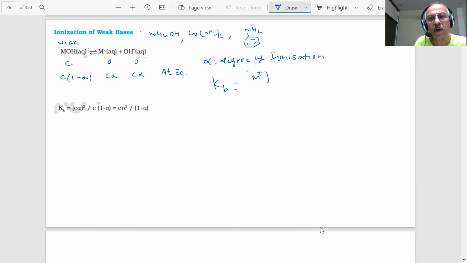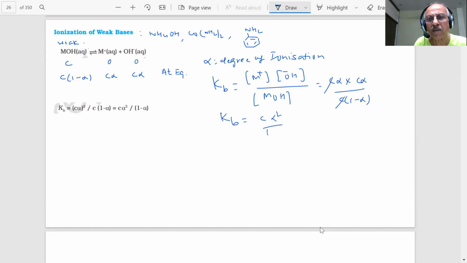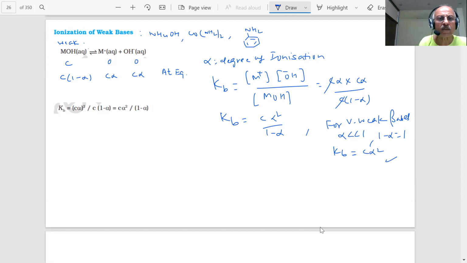M plus, OH minus divided by MOH. So you are getting C alpha into C alpha over C(1 minus alpha). Again, same result. Kb is equal to C alpha square over 1 minus alpha. For very weak bases, if alpha is much less than 1, 1 minus alpha will be 1, then Kb is equal to C alpha square. So the same situation we are getting here also.